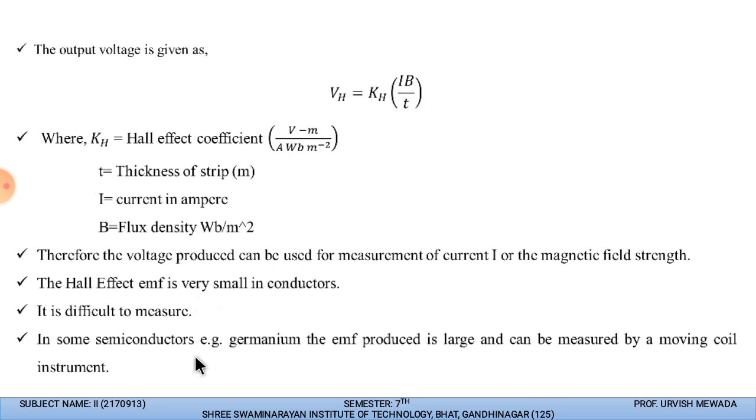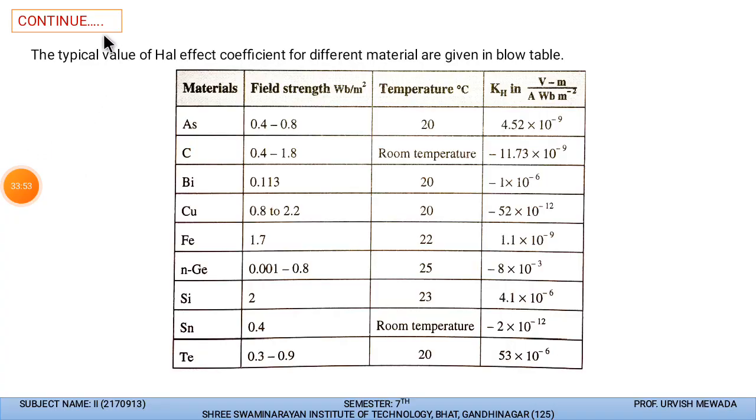In some semiconductors, generally germanium, the EMF produced is large and can be measured by a moving coil instrument. So we can use devices for the Hall effect as per our requirement, with different types of materials. Let us discuss the typical values of the Hall effect coefficient for the different materials. They are given in the below table.